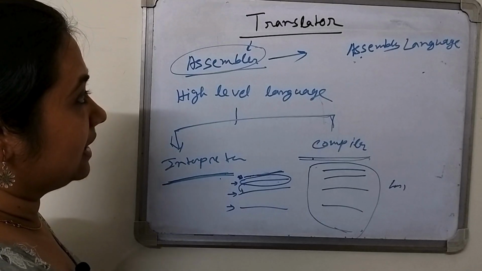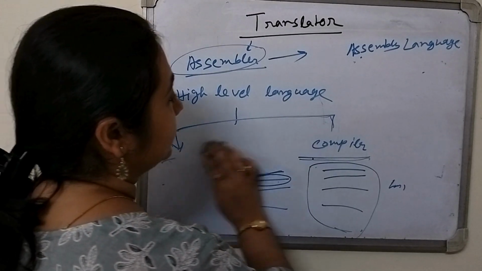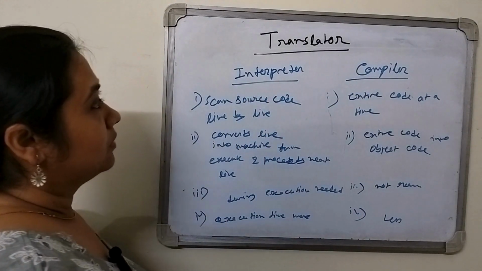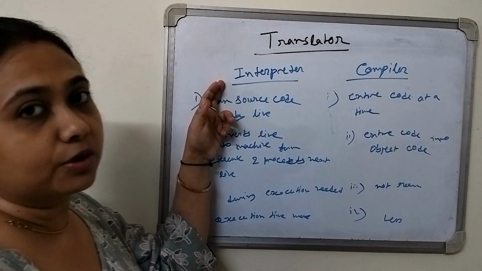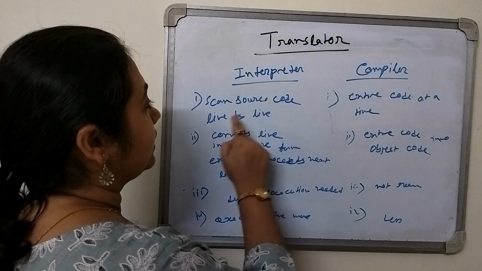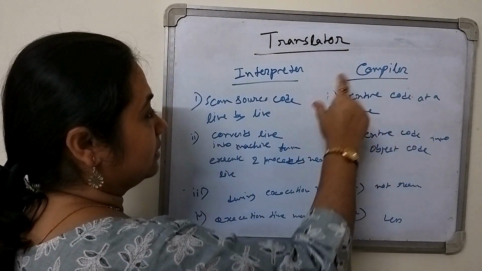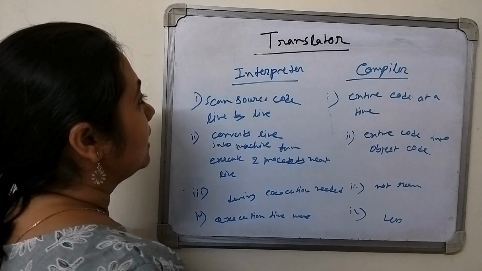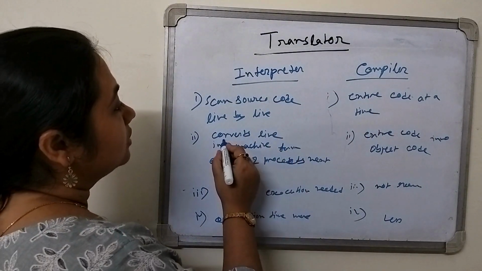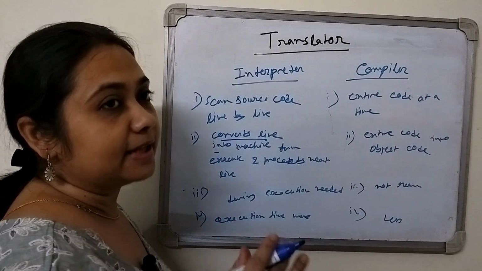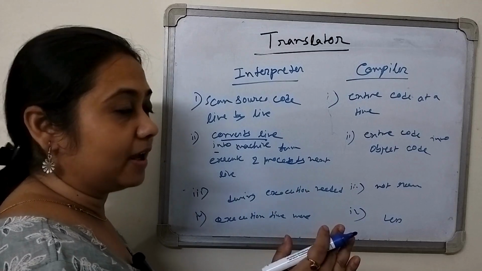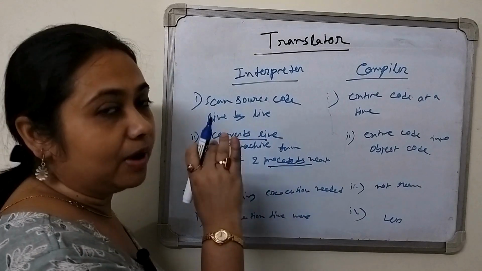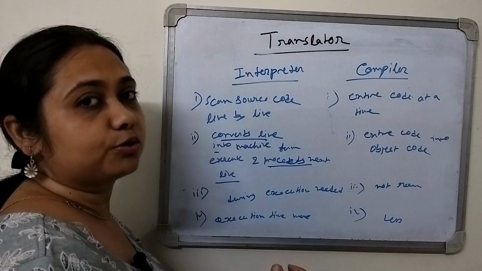Now we have to learn the difference between the interpreter and the compiler. We know the interpreter converts the code line by line. So it will scan the source code line by line, but the compiler will scan the whole code at a time. That means the entire code is scanned at a time. The interpreter converts a line into machine form, then it is executed and it proceeds to the next line. That means one line should be totally completed, then it goes to the next line.